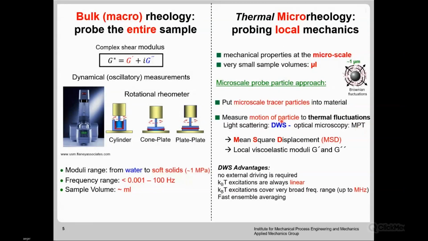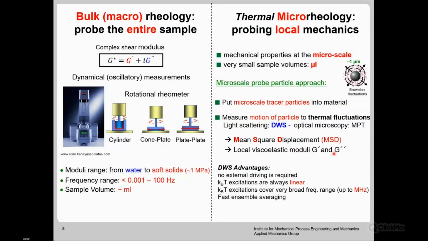Basically, this motion of particles will be expressed in terms of mean square displacement, called here MSD. And from the mean square displacement of the particles, using, as you will see on the next slide, some relation, we can connect this displacement to the local viscoelastic moduli G' and G''.